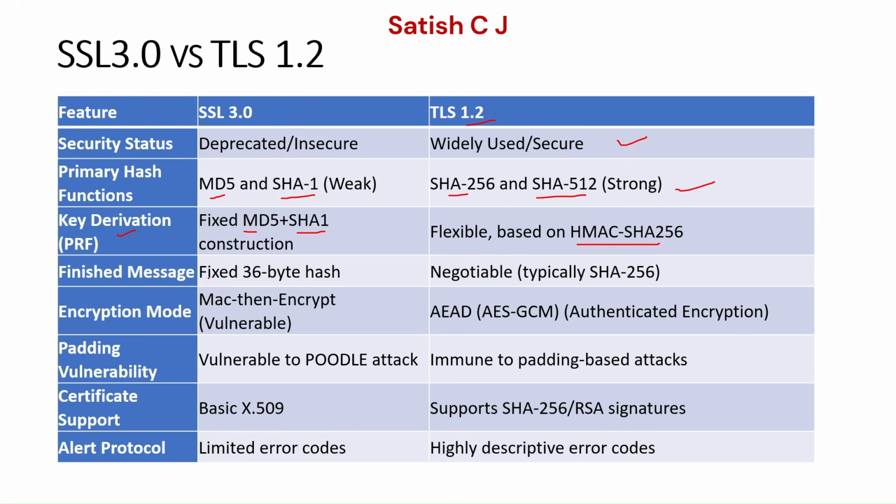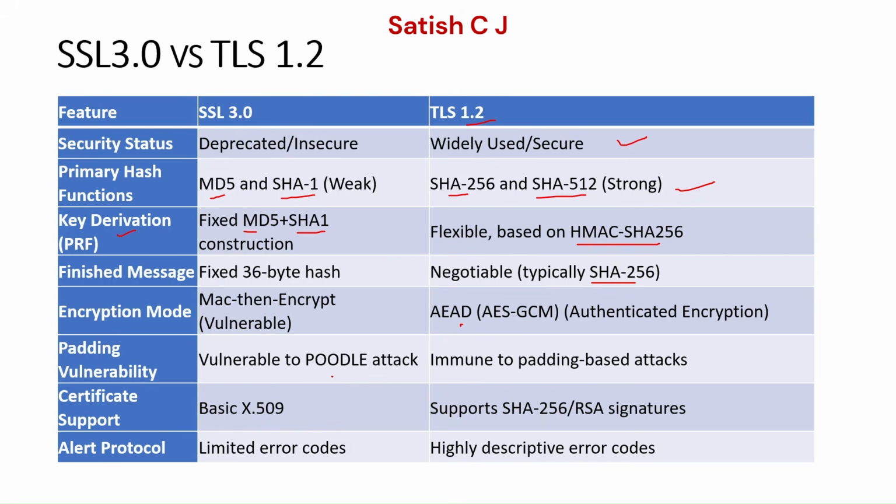And the finished messages were a fixed 36 bytes. Here it is negotiable. Typically SHA-256 is used. For encryption, in SSL we used MAC, then encrypt. Here it is an AEAD, that is authenticated encryption. The encryption itself provides the authentication. So while you encrypt the packet, the MAC will be computed and then it will also be encrypted together. So that is AEAD, authenticated encryption of associated data.